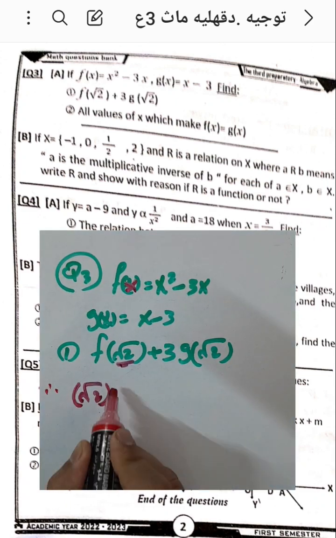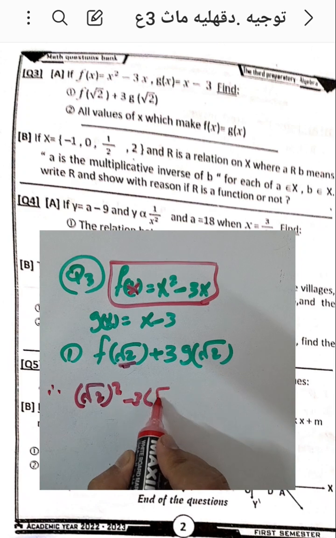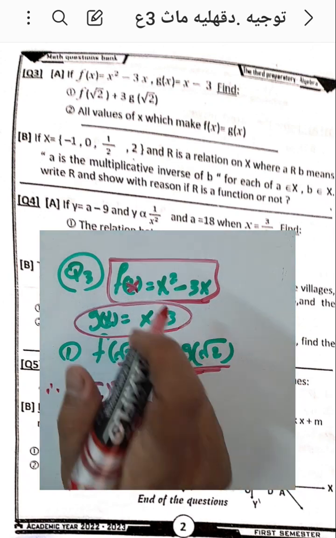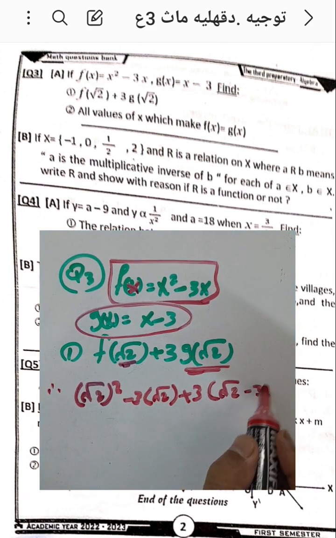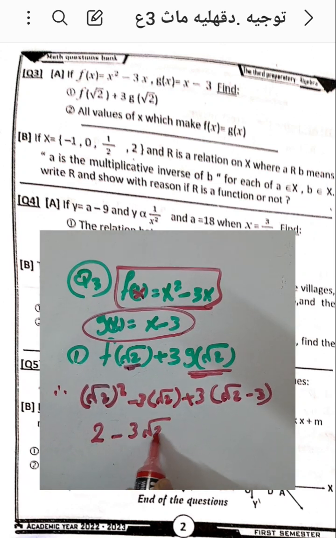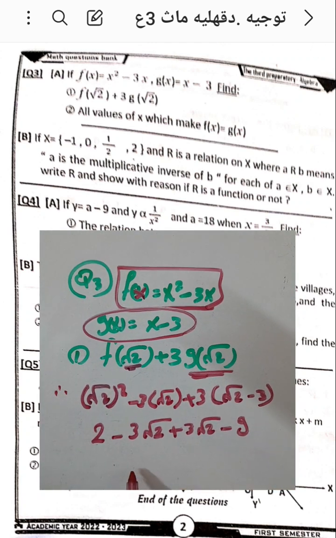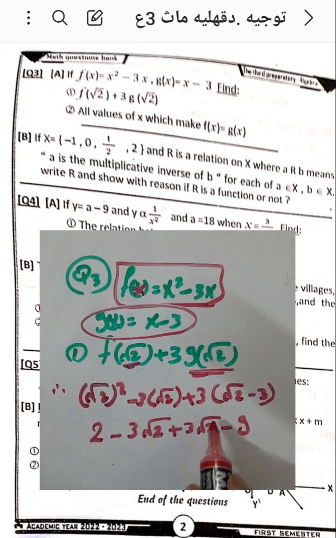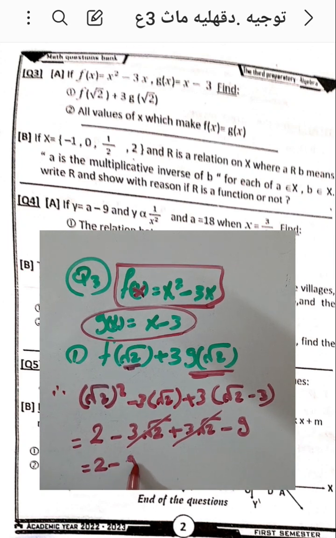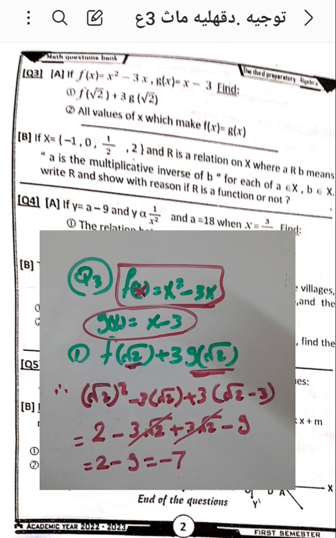root 2 power 2 subtract 3 multiplied by root 2, plus 3 multiplied by g of root 2. Here, write x equal root 2: root 2 minus 3. Root 2 power 2 will be 2, and we write minus 3 root 2 plus 3 times root 2, which is 3 root 2, and 3 times 3, which will be 9. Okay, and then we can cancel 3 root 2 with negative 3 root 2, and the remainder is 2 minus 9, which will be negative 7. This is the result. Okay, understood? It was question number 1.